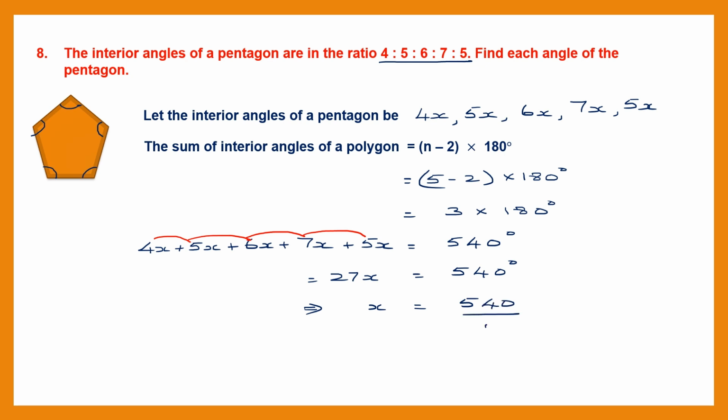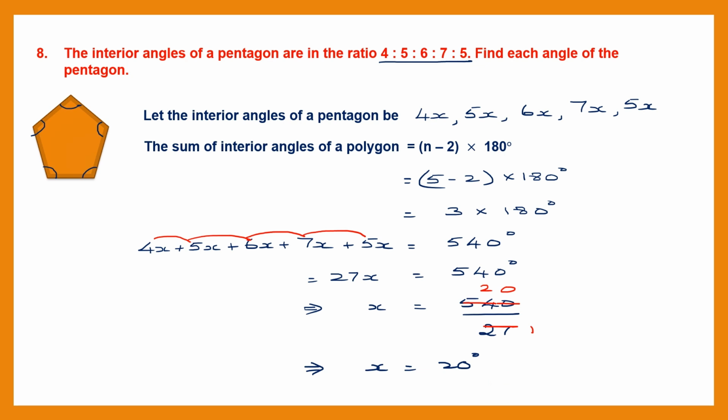540 divided by 27. Now 27 ones are 27, 27 twos are 54, so 20. So now we have found the value of x. X is equal to 20 degrees. So with the help of this x is equal to 20, we can find all the interior angles by substituting x with this value, that is 20.